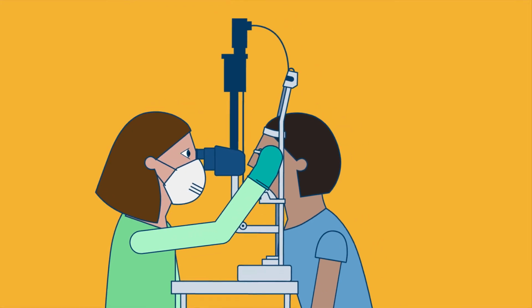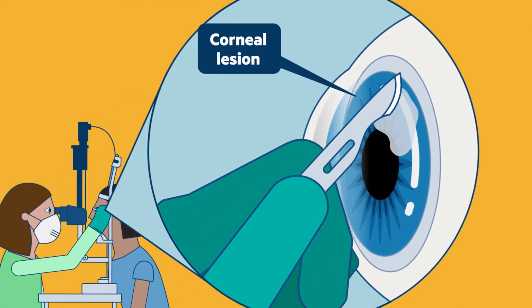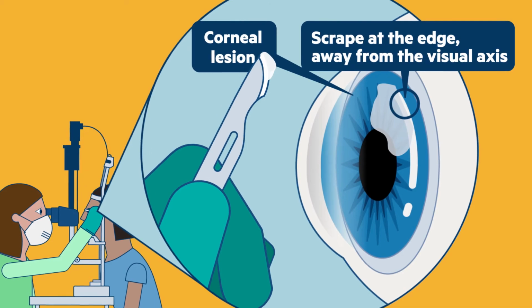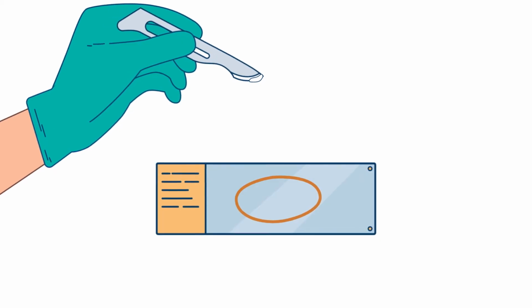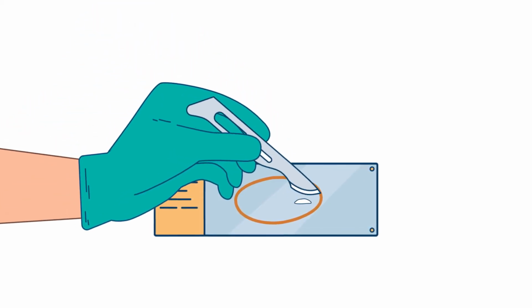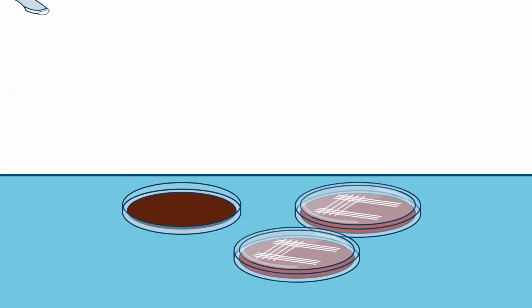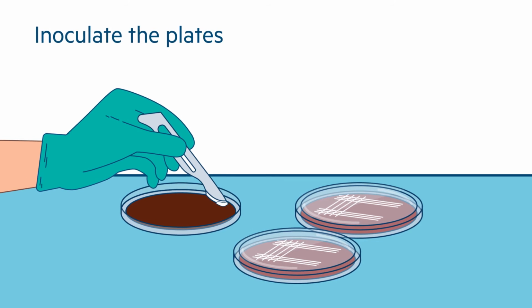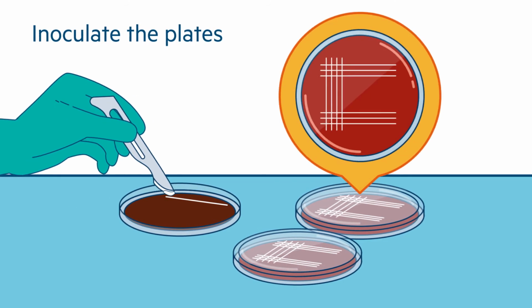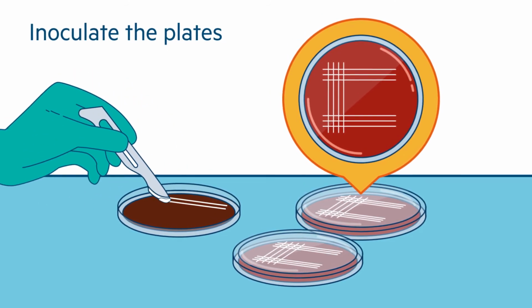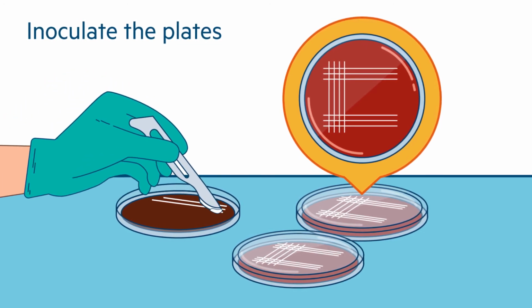Take your sample from the edge of the lesion where the organisms are most active, avoiding the visual axis if possible. Starting with the glass slides, ensure your sample is placed within the circled area to make it easy to locate your sample. Next, making sure you don't break the agar surface, inoculate the agar plates with cross-hatch streaks until the sample is fully transferred.